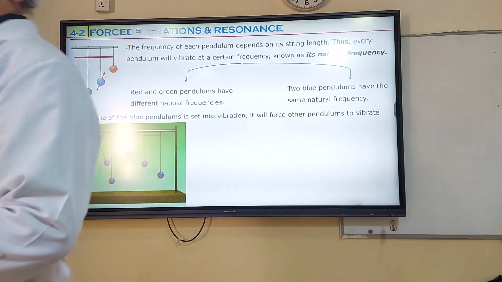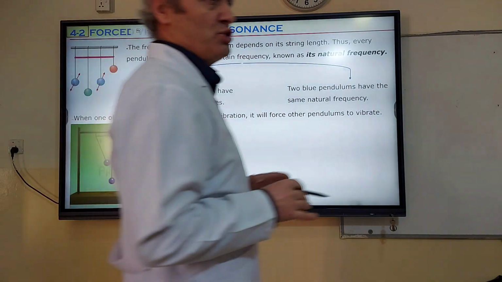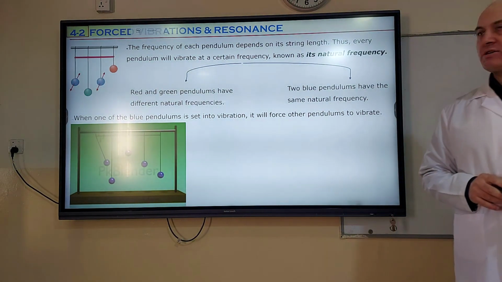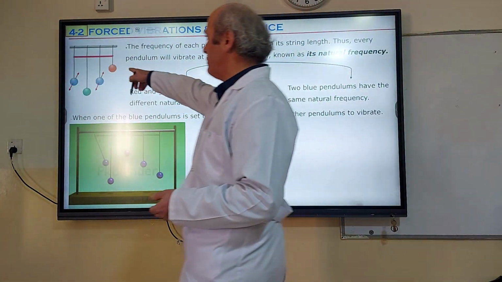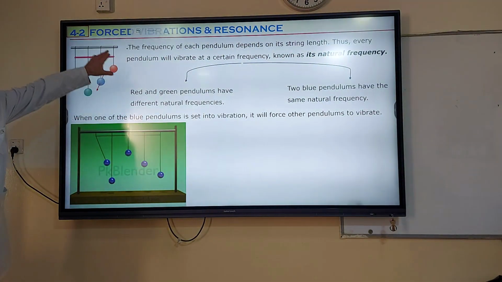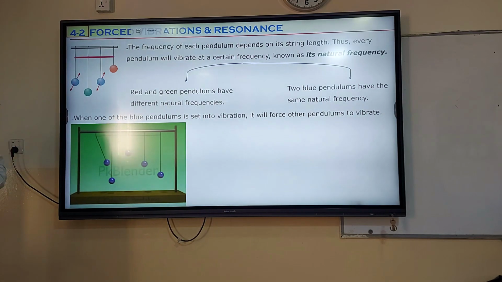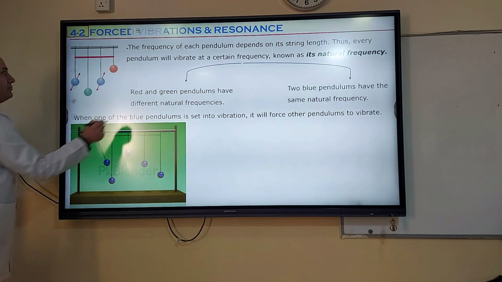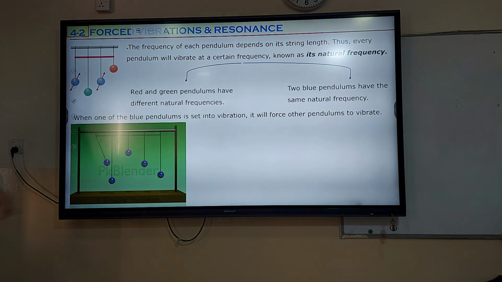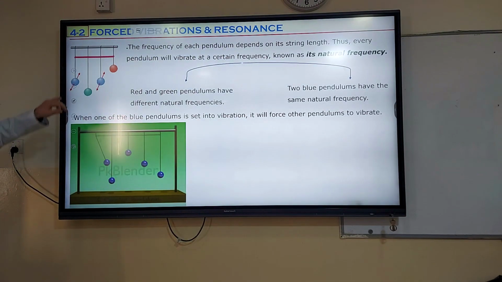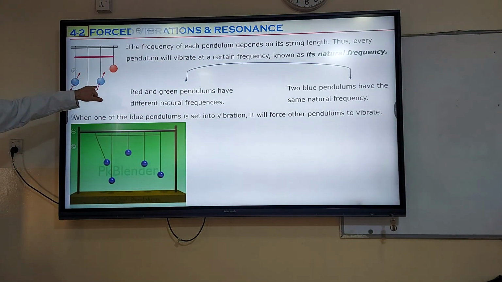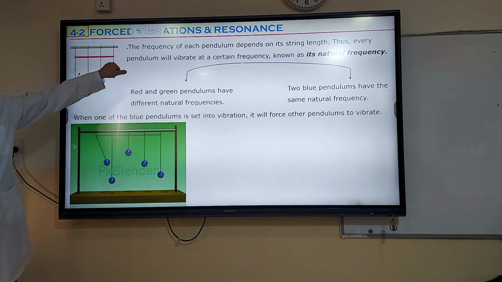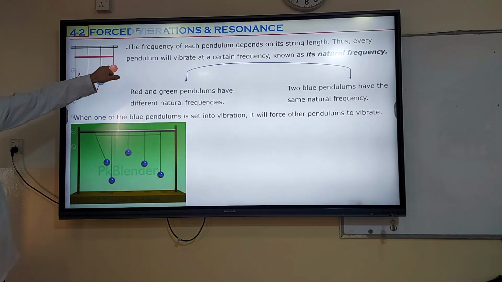Next and last title in chapter 4, section 2 is forced vibrations and resonance. Okay, now look at the board. As you see, there are 1, 2, 3, 4 pendulums. In these 4 pendulums, 2 of them are the same in length. They are colored blue. The green one is longest in length. Red is shortest in length.